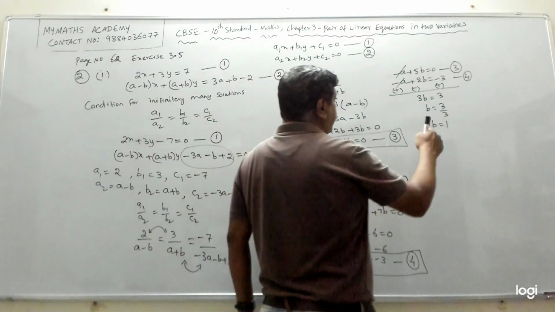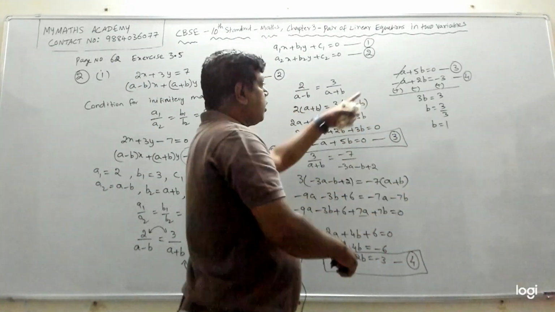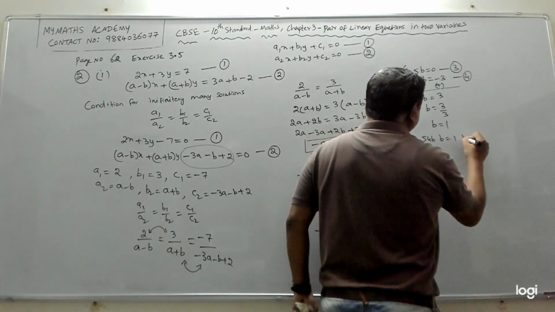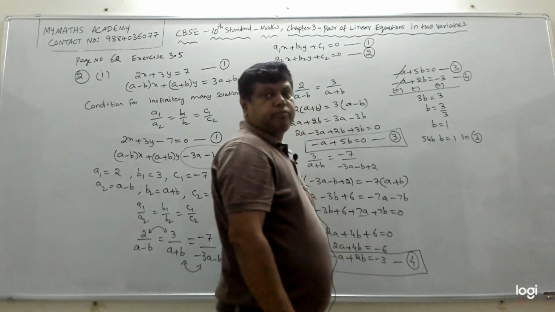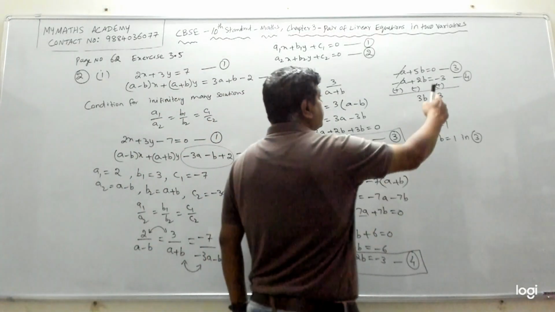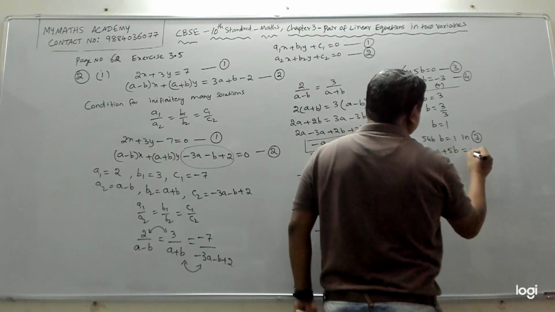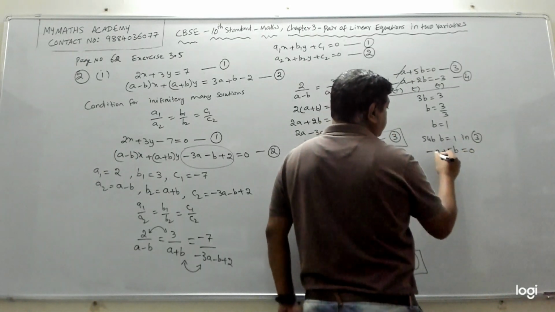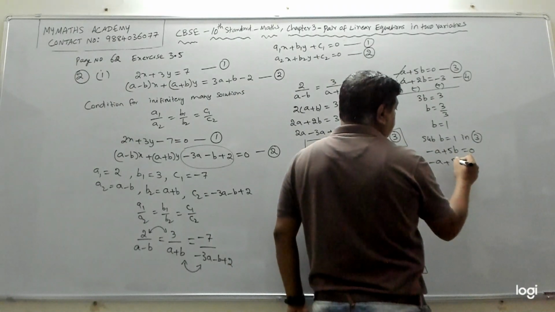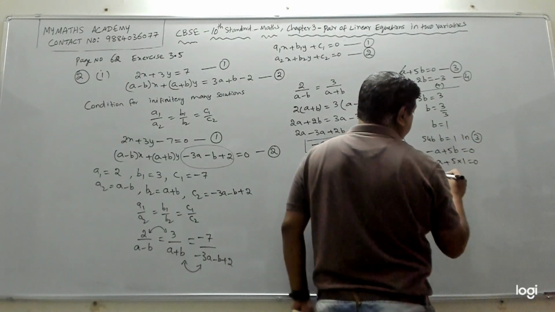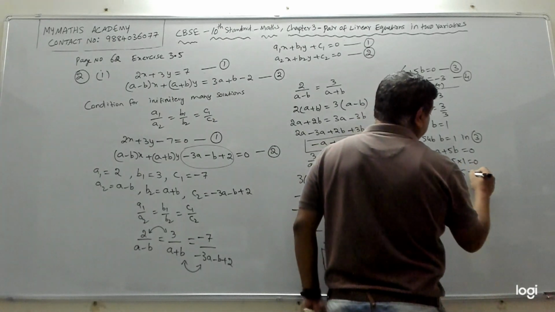Now we need to find the value of a. So let's substitute in any one of the equations. Substitute b equal to 1, we can substitute in the third equation, which is this equation. What is the third equation? Minus a plus 5b equal to 0. In the place of b, I am going to put 1. So minus a plus 5 into b, b is 1, equal to 0, which gives me minus a plus 5 equal to 0.